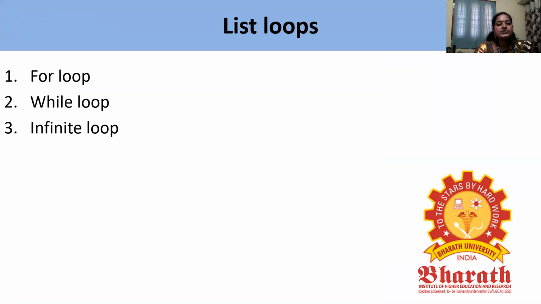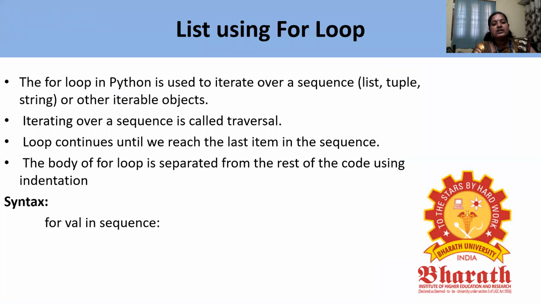And then list loops. Here we have 3 types of loops: for loop, while loop, and infinite loop. First, list using for loop. The for loop in Python is used to iterate over a sequence or other iterable objects. It is mostly used with list, tuple and string. Iterating over a sequence is called traversal. The loop continues until we reach the last item in the sequence. The body of the for loop is separated from the rest of the code using indentation.